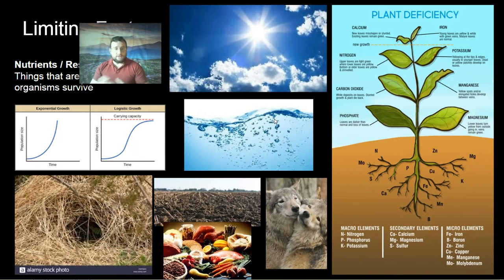But then you have other things. You have the availability of nutrients or the availability of food. Is the soil rich? Are there enough mates around? Is there shelter for the organisms to live? So all of these are things that organisms need to find.